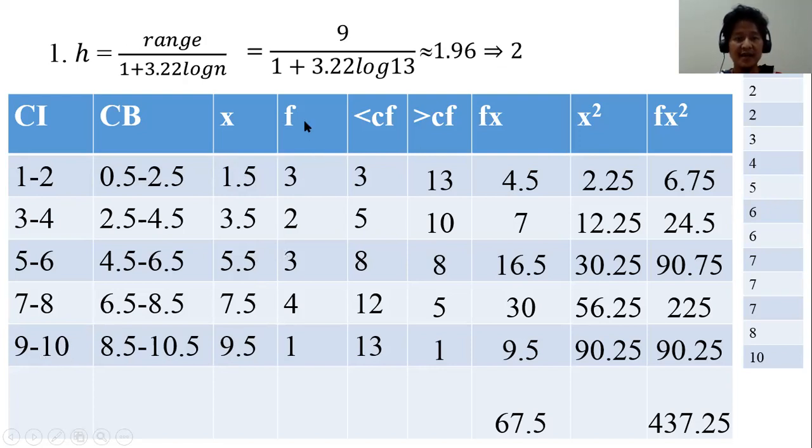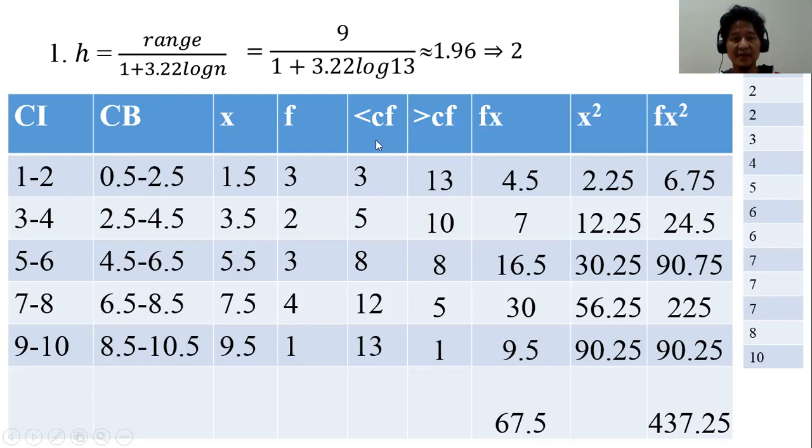Now the frequency, we count how many fall within the interval. For example, 1 to 2, how many are there? Let's count. So we have 1, 2, 3. So our frequency is 3. So 3 to 4, two. That's why we have 2. 5 to 6, we have 3. And then 7 to 8, that would be 4. And then 9 to 10, we have 1.